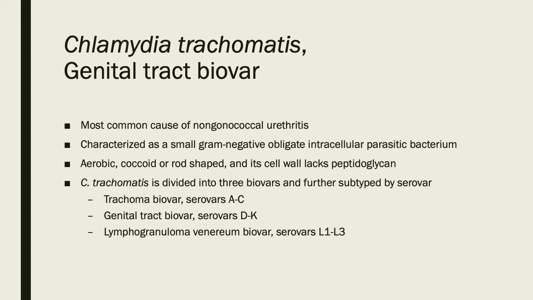Chlamydia trachomatis is also divided into 3 biovars and are further subtyped by serovars. Biovars are strains of the same species but are biochemically different, whereas serovars have different antigenic properties. The 3 biovars of Chlamydia trachomatis are the trachoma biovar, serovars A through C, the genital tract biovar, serovars D through K, and the lymphogranuloma venereum biovar, serovars L1 through L3. Nongonococcal urethritis is a result of contracting the genital tract biovar, which affects genital tract epithelial cells. As I talk about Chlamydia trachomatis in regard to nongonococcal urethritis, I will be referring to the genital tract biovar.